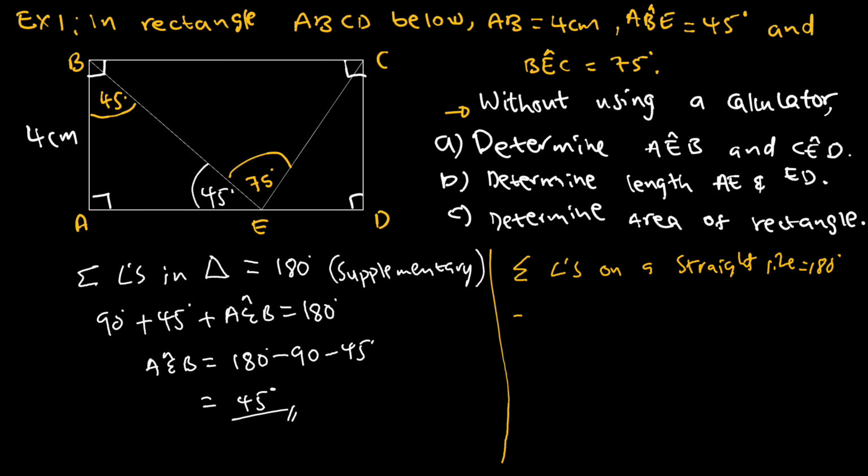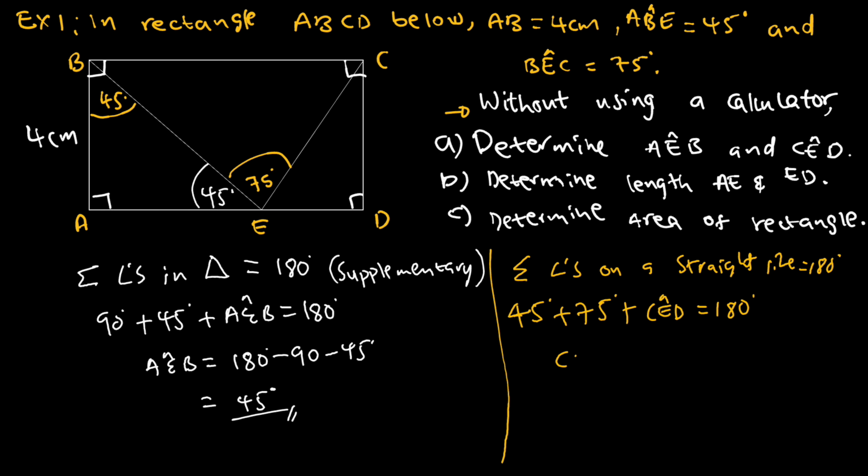On that straight line, we have 45, 75, and angle CED. When we add those angles, they must give us 180. So I'll write angle 45 plus 75 plus angle CED. If you don't put that cap here, that means this is not an angle. What makes it an angle is that cap. So this is 180 degrees.